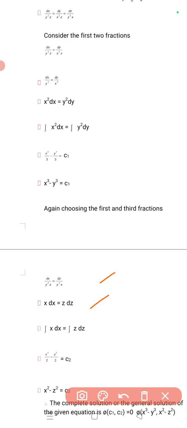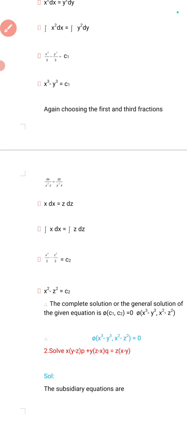So integrating both sides, what do we obtain finally? x square by 2 minus z square by 2 is equal to c2. And what is the final thing we obtained here? x square minus z square equal to c2. So how many independent solutions we have obtained here? We have obtained 2 independent solutions. One is x cube minus y cube is equal to c1, and the other one is x square minus z square is equal to c2.